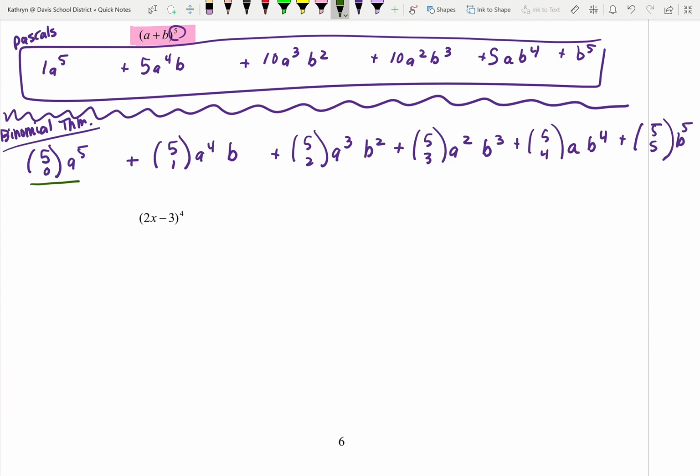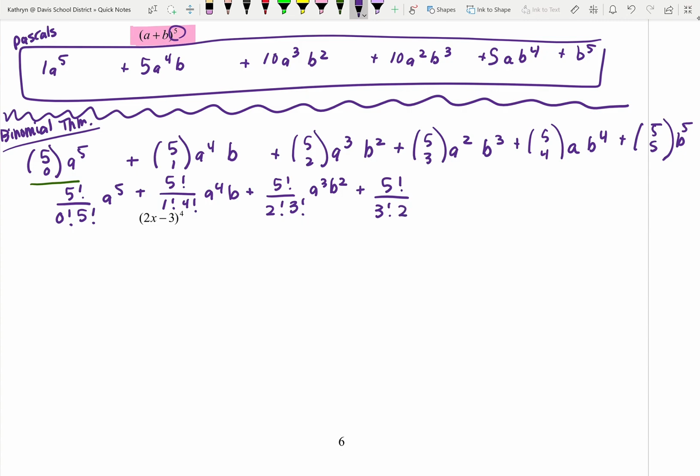This right here, now you use that other factorial formula. So you go 5 factorial divided by 0 factorial. 5 minus 0 is 5 factorial, a to the 5th. Do the next one. That's 5 factorial divided by 1 factorial. 5 minus 1 is 4 factorial, a to the 4th b. Do the next one. 5 factorial divided by 2 factorial. 5 minus 2 is 3 factorial, a to the 3rd, b to the 2nd. Plus 5 factorial divided by 3 factorial. 5 minus 3 is 2 factorial.